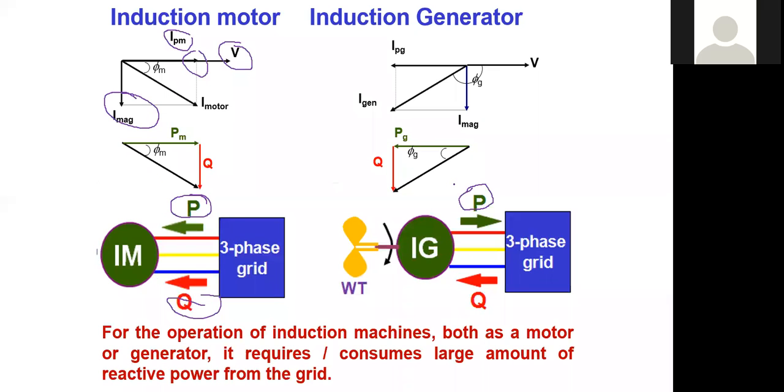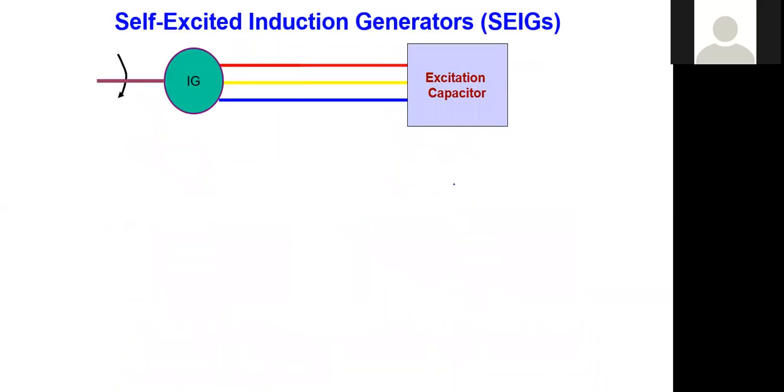So for the operation of induction machines, both as a generator or motor, it requires or consumes a large amount of reactive power from the grid. So coming to the self-excited induction generators.